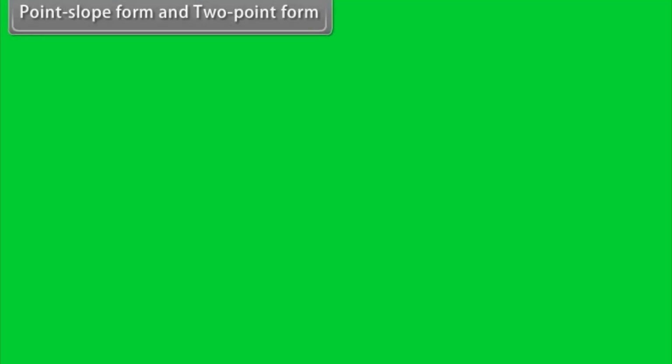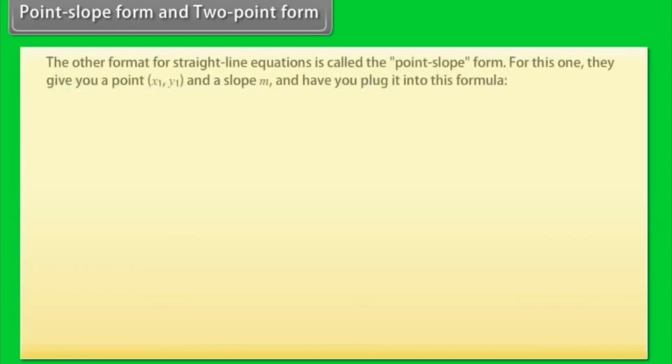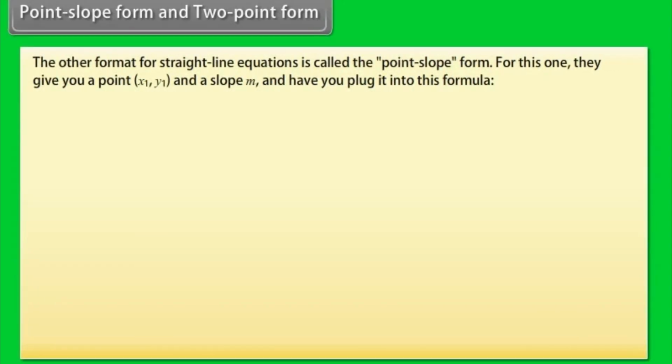Point slope form and two-point form. The other format for straight line equations is called the point slope form. For this one, they give you a point (x1, y1) and a slope m and have you plug it into this formula. y minus y1 is equal to m into (x minus x1).